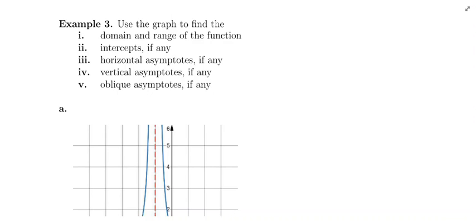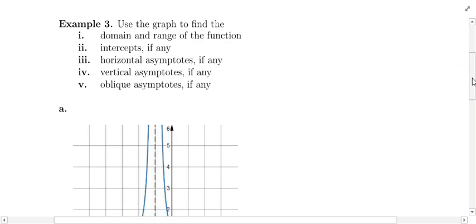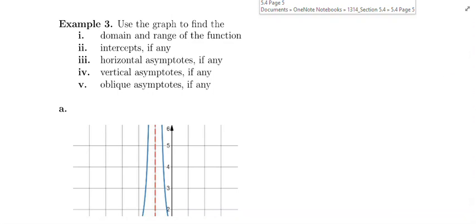Example 3. Use the graph to find the domain and range of the function, intercepts if any, horizontal asymptotes if any, vertical asymptotes if any, oblique asymptotes if any. All right, so we have 3 different graphs that we're going to look at and try to read off this information from each graph. So let's take a look at the first graph.